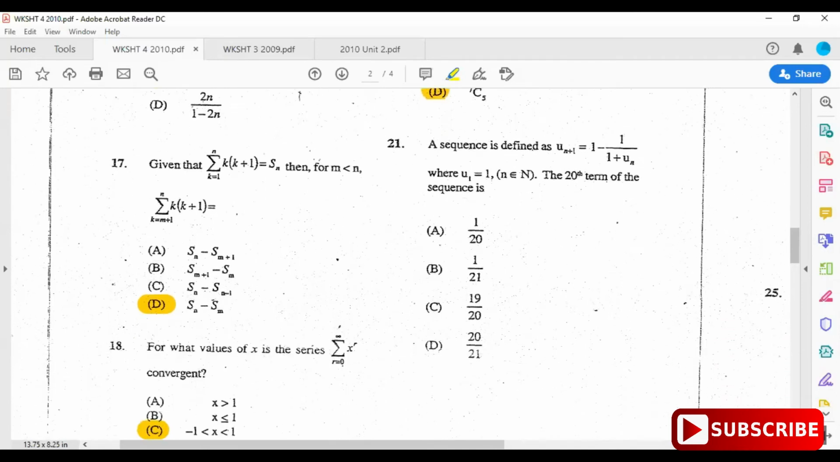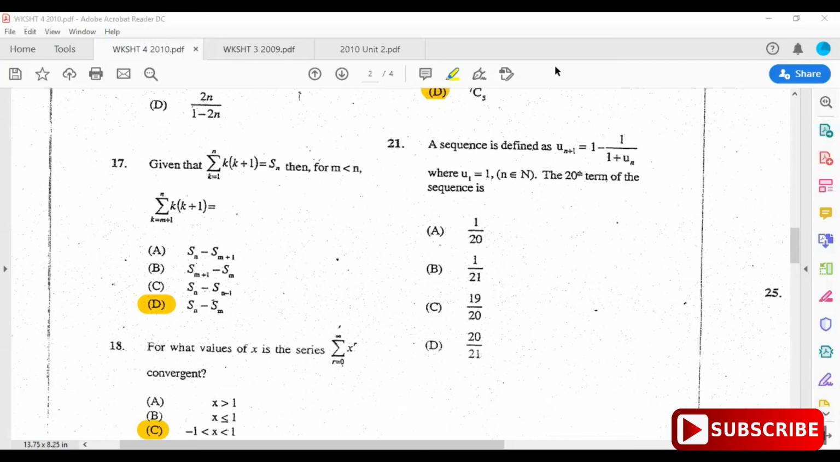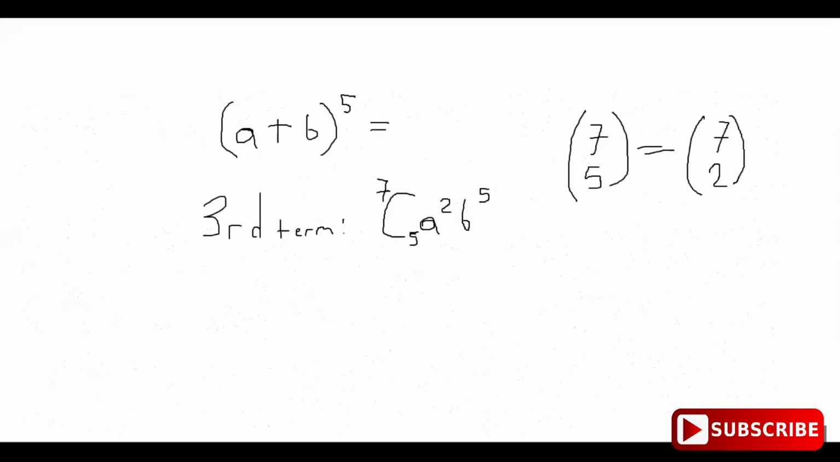Okay, now this question gives us a sequence defined as u(n+1) = 1 - 1/(1 + u(n)), and they're asking for the 20th term. So all you're going to have to do is observe the pattern. These sequences always follow a pattern.